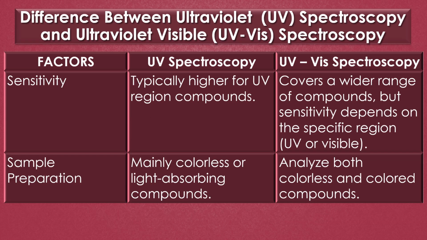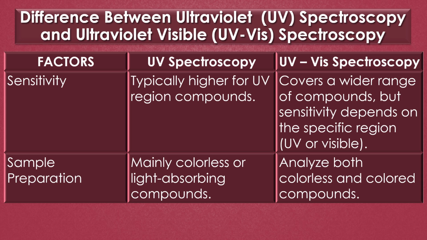Sensitivity. The sensitivity of UV spectroscopy is typically higher for UV region compounds. For ultraviolet visible spectroscopy, the sensitivity covers a wide range of compounds, but sensitivity depends on the specific region, for example, UV or visible.